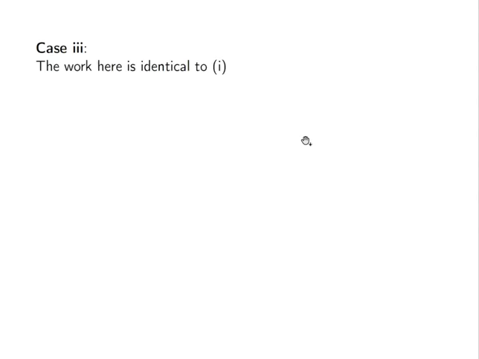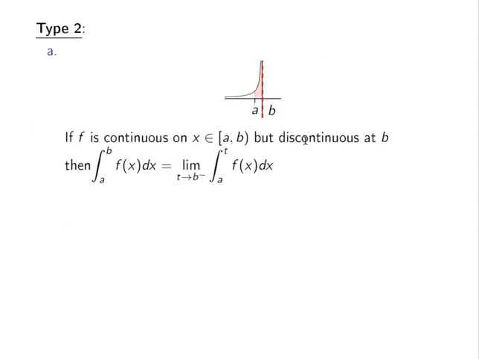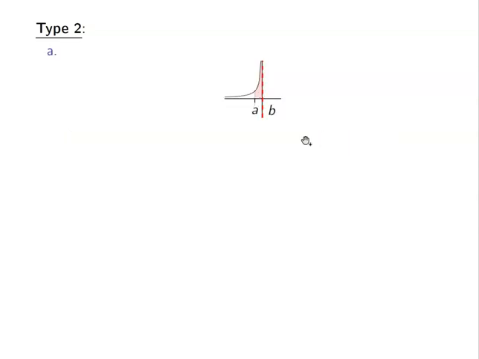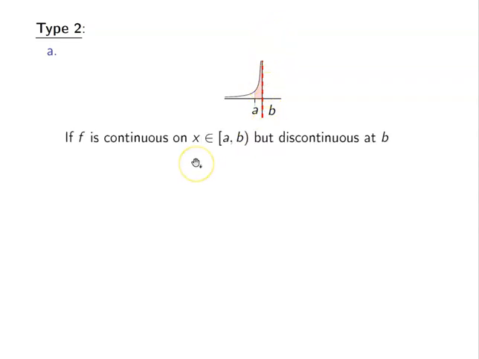Okay, case 3. Oops, sorry, we passed that also. All right, type 2. Here an asymptote happens to be one of our bounds. This function has a vertical asymptote at 0, and so I'm looking at the integral from a to 0, that vertical asymptote.